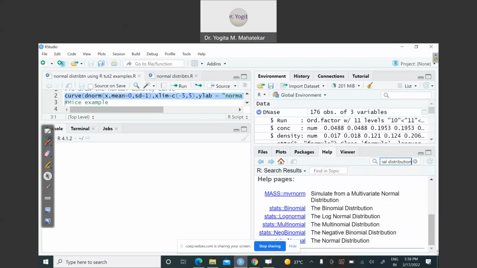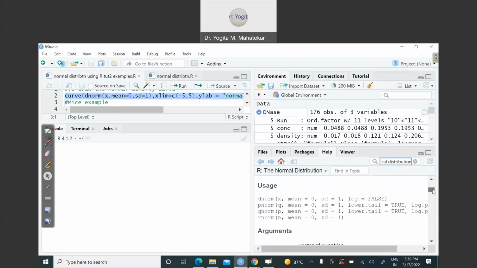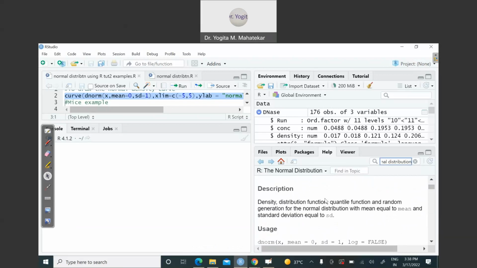There are 4 basic commands. So if I click on normal distribution, it will give you everything that is related with this distribution. So the density function, distribution function, what is meant by a quantile function, what is meant by a random generation, or the normal distribution with mean which is equal to mean and standard deviation equal to SD. Everything is getting displayed in this help window.